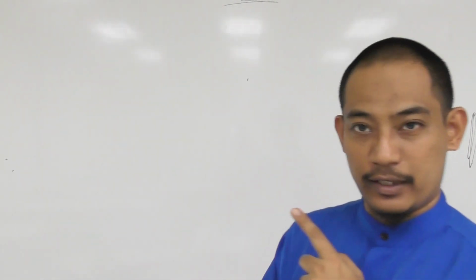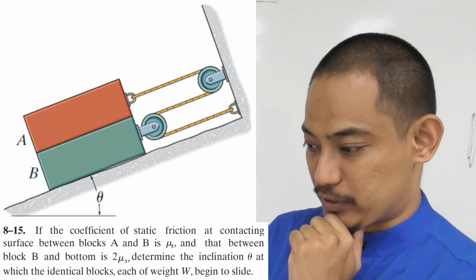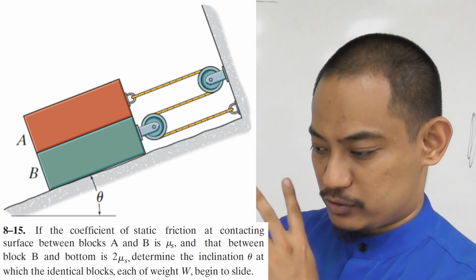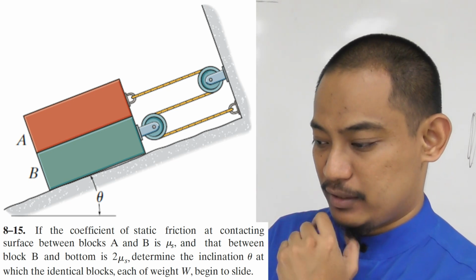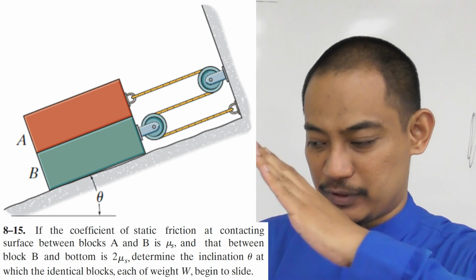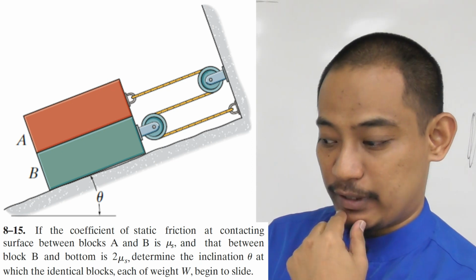So I'll put the diagram there, also the question. If you read the question and look at the box, you have two blocks, right? The red one is block A, and the green one is block B, and it is on a slanting surface with an angle theta, and then you have the cable and the pulley there, right?